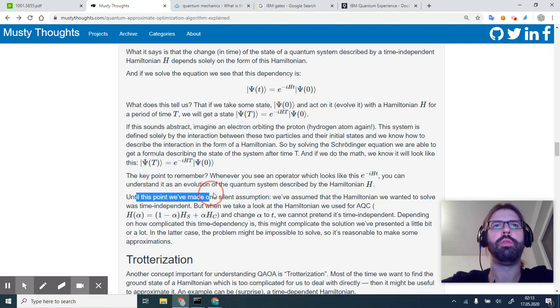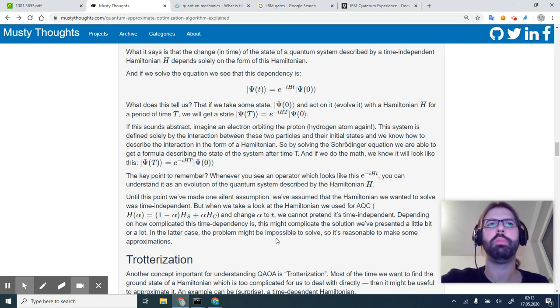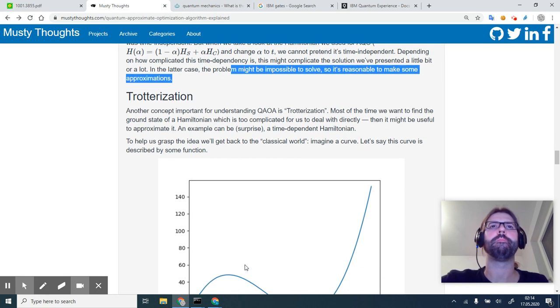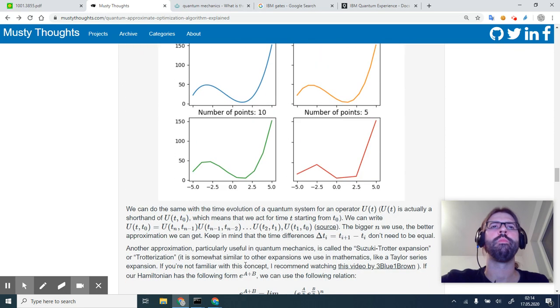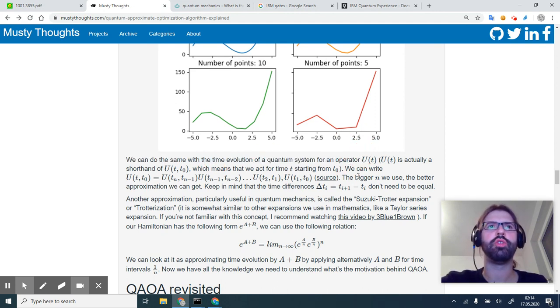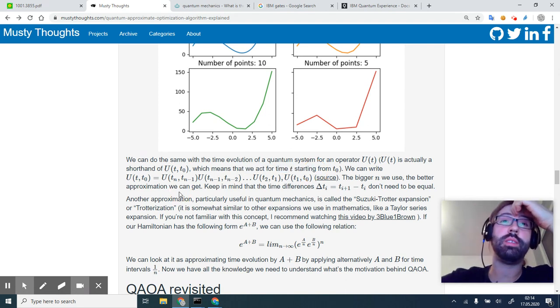Until this point, we've made one silent assumption, since the Hamiltonian we have solved was time independent. But when we take a look at a Hamiltonian we use for annealing and change alpha to t, we cannot pretend it's time independent. Depending on how complicated this time dependency is, this might complicate the solution we've presented a little bit or a lot. In such cases, it might be possible to make some approximations. We can do the same with time evolution of a quantum system for an operator U(t). U(t) is actually a shorthand for U(t, t0), which means that we act for time t starting from t0. We can write this as an approximation, the bigger n, the better approximation we can get. Keep in mind the time difference.